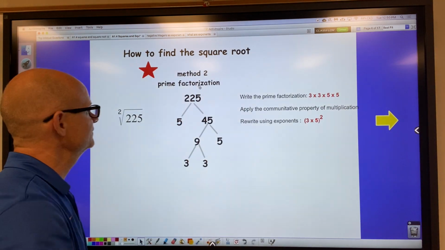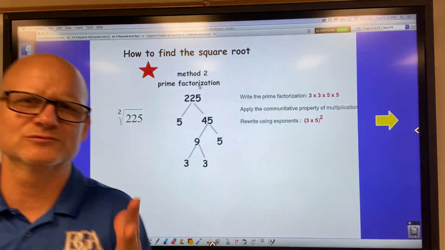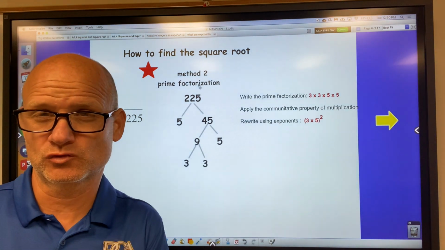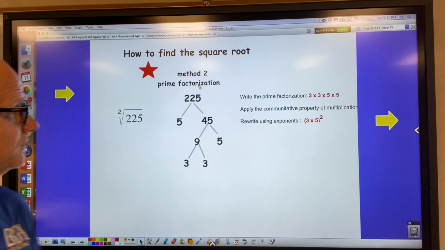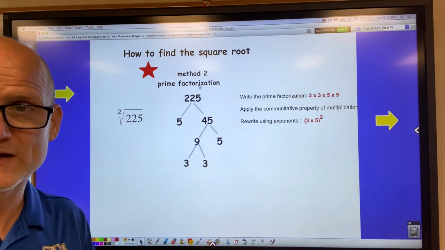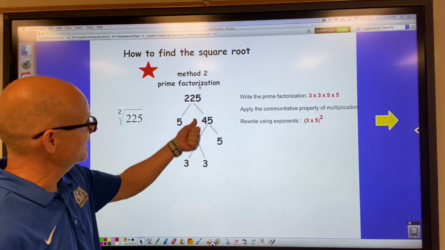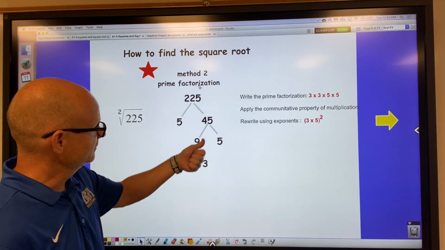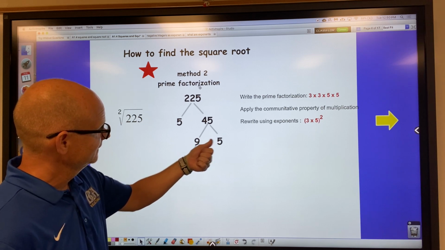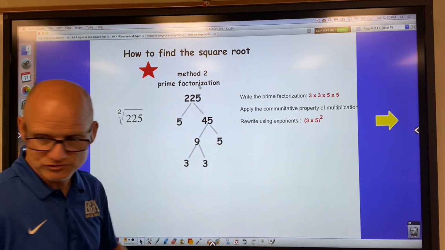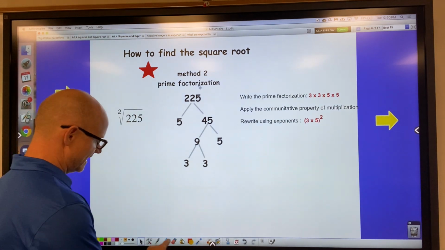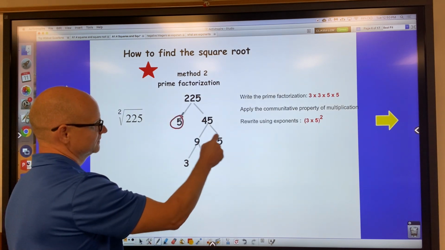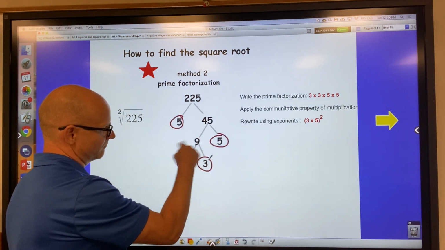For example, 225. Some of you guys might not know what times what is 225. So one way of finding the square root of a number is to do the Christmas tree, do the prime factorization. So here, 225, I can factor that to 5 times 45, and then I can factor 45 to 9 times 5, and then I can factor 9 to 3 times 3. And then what you have now is 2 5s and 2 3s. We have our prime numbers.